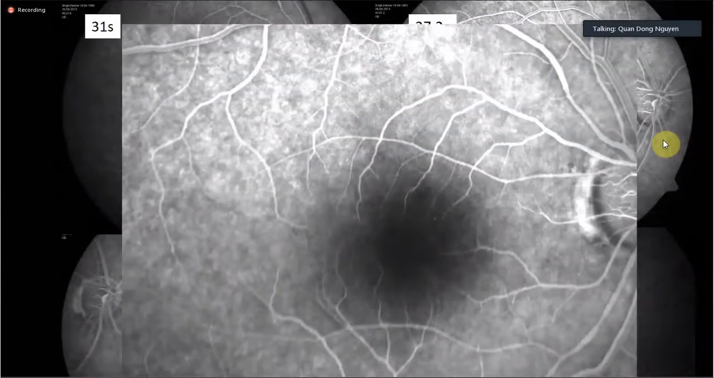When you look at this, you see perivascular leakage and blurriness, and you see the focal narrowing that is the arteritis mentioned before by Dr. Foster.